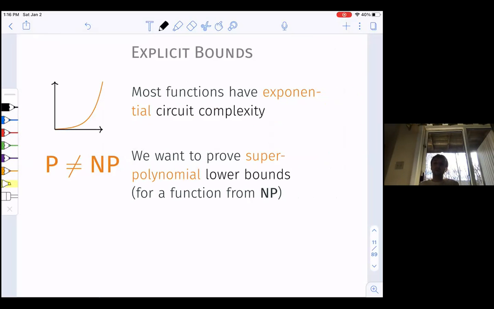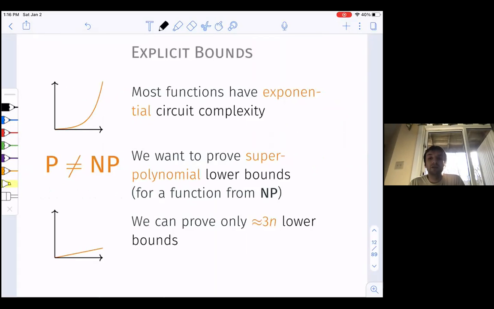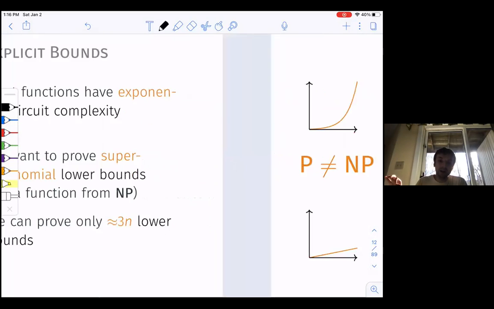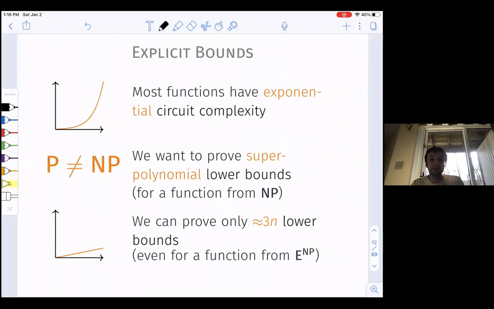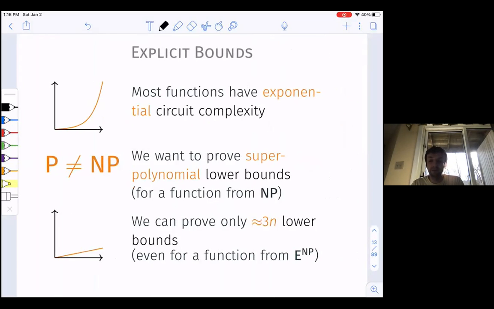So we know that most functions have exponential complexity. We kind of want only super polynomial complexity, but the best what we can prove is just roughly 3n. Even if we consider a much larger class of functions, that is E to the NP, exponential time with an NP oracle, even there, the best circuit lower bound we can prove for such functions is roughly 3n.